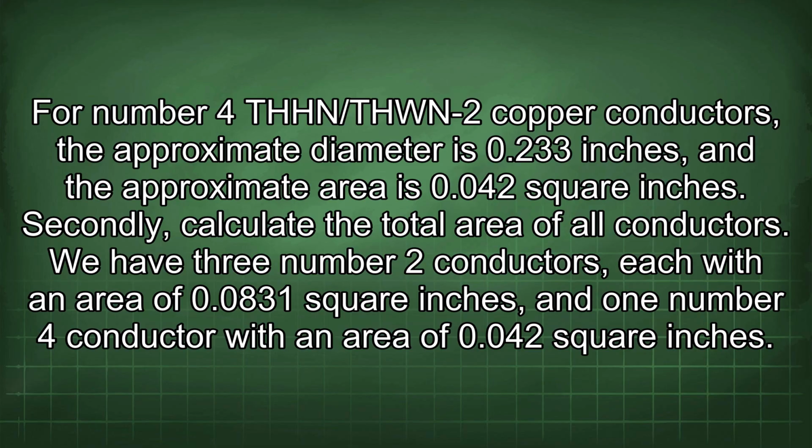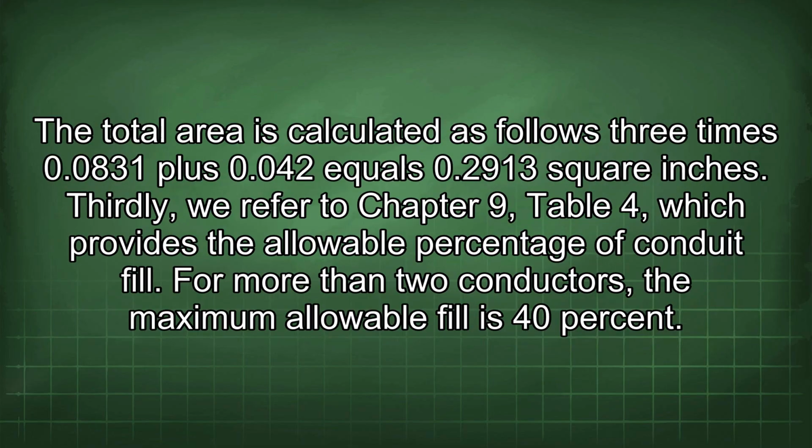Secondly, calculate the total area of all conductors. We have 3 number 2 conductors, each with an area of 0.831 square inches, and 1 number 4 conductor with an area of 0.42 square inches. The total area is calculated as follows: 3 times 0.831 plus 0.42 equals 0.2913 square inches.